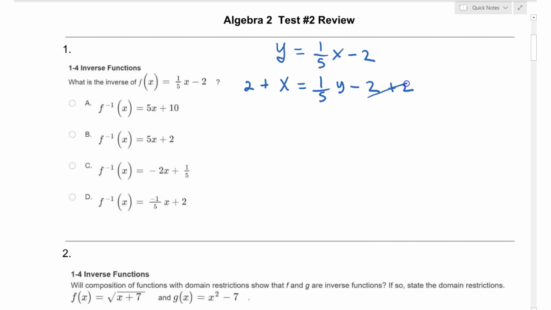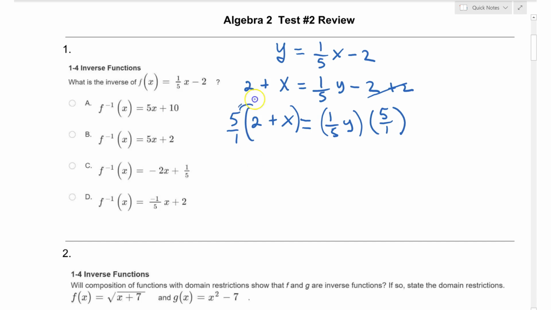Negative 2 plus 2 is 0. You're left with 1/5 y equals x plus 2. Then you want to multiply by the reciprocal, which is 5 over 1. Multiply by 5 over 1.